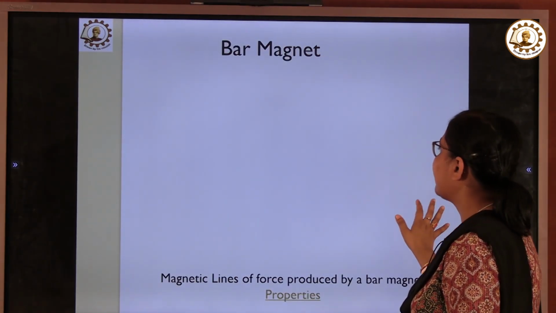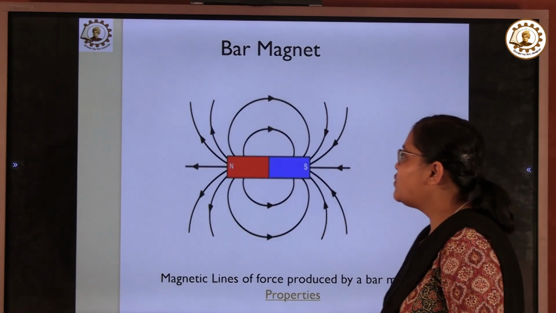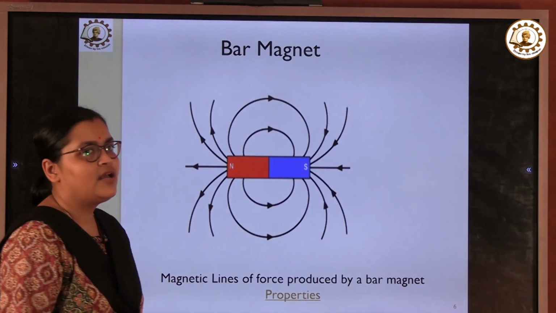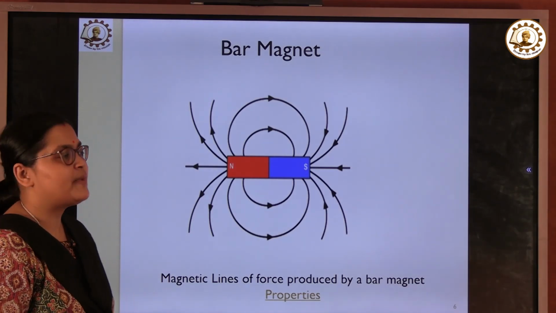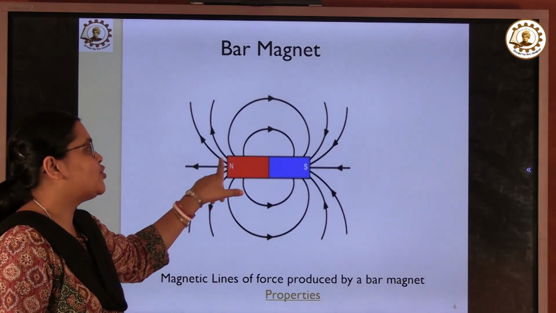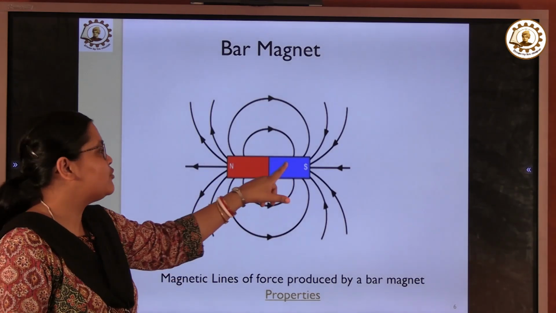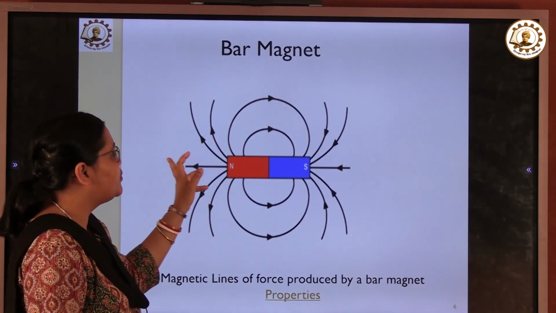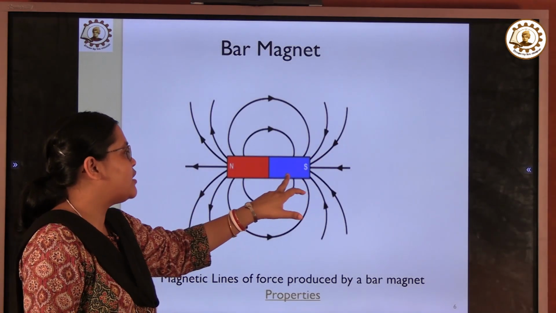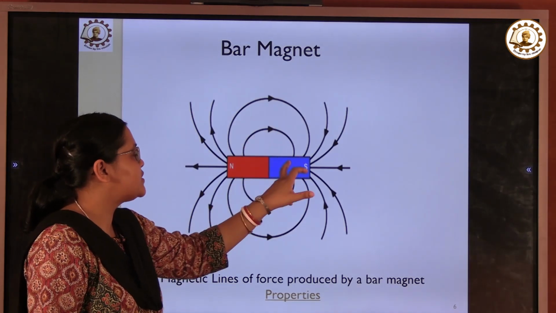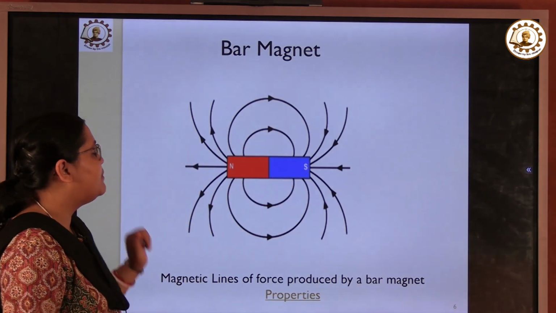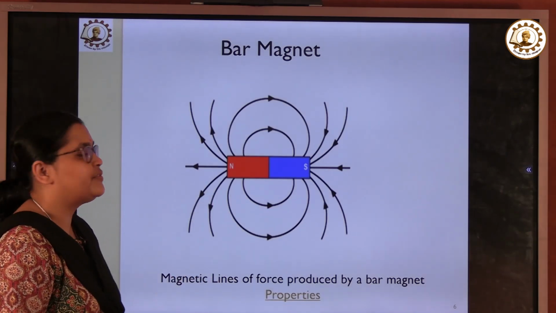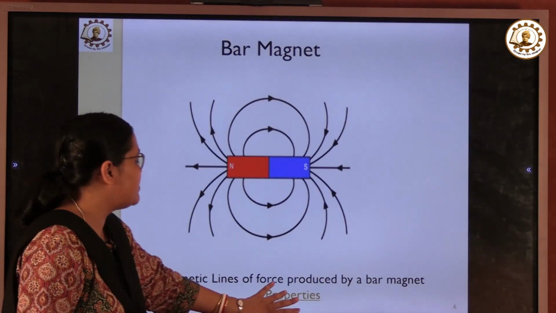Now what is a bar magnet? So this is a simple representation, a magnet in the form of a bar. And we know that whenever a magnet is present, there will be one north pole as well as a south pole. So magnetic lines of force move outwards from the north pole and get inwards into the south pole. So from the north pole to the south, and they are bulging outwards. So this is the representation of the magnetic lines of force produced by a bar magnet.